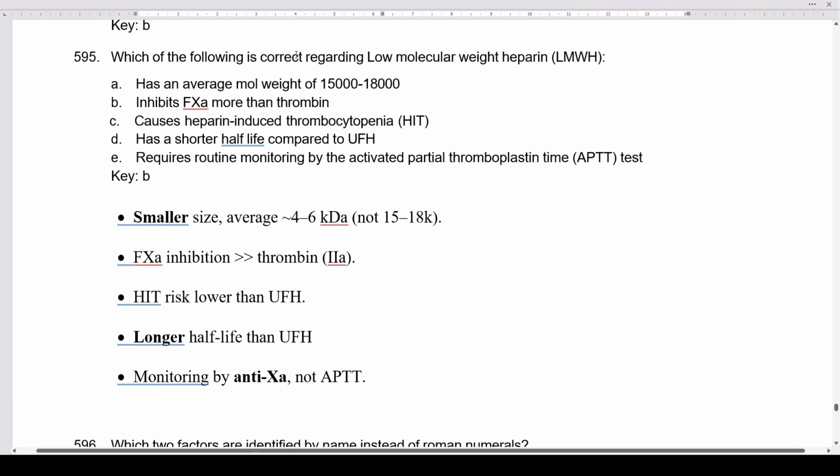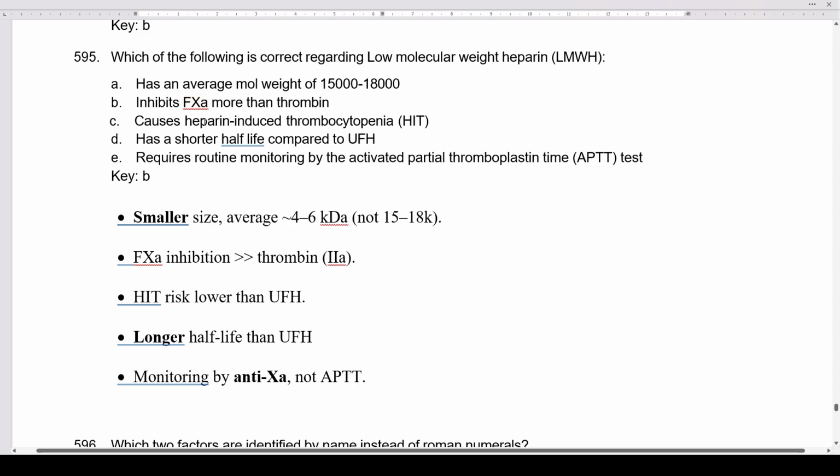Which of the following is correct regarding low molecular weight heparin? In hospital settings, we use unfractionated heparin and we also use low molecular weight heparin. Which statement is correct regarding low molecular weight heparin? Has an average molecular weight of 15,000 to 18,000? No. Inhibits factor 10 more than thrombin. This is correct. It inhibits factor 10 more than factor 2.